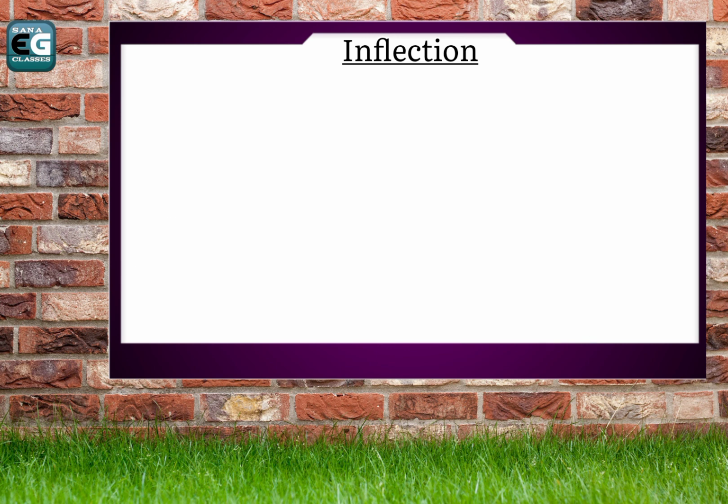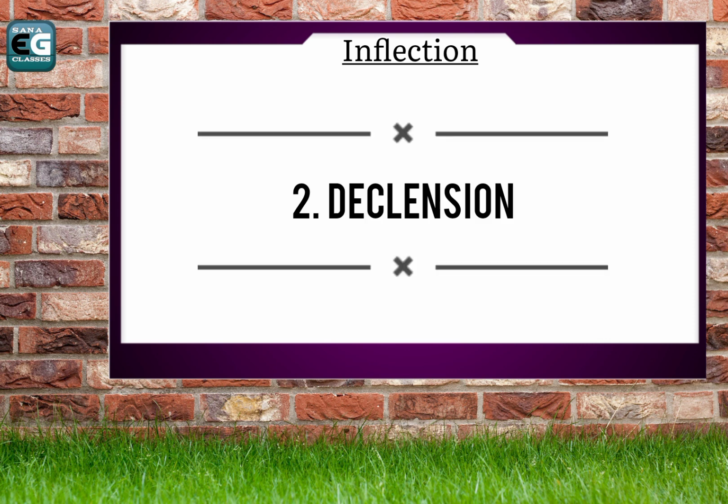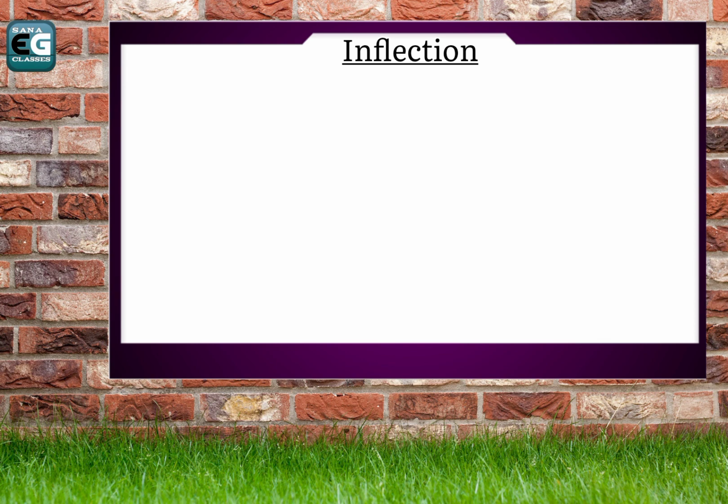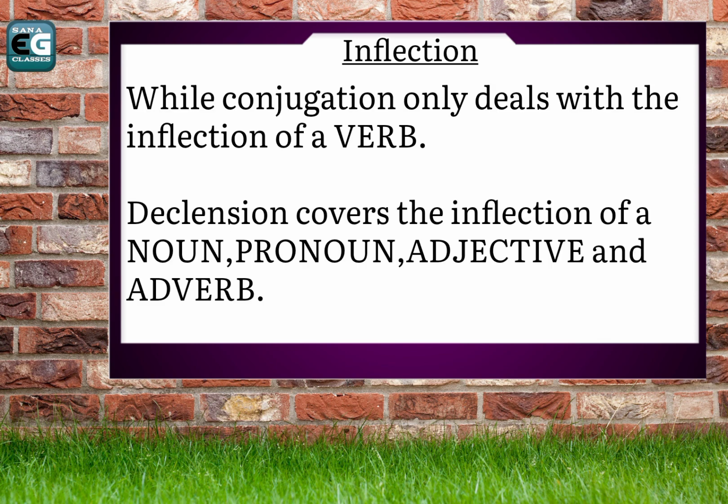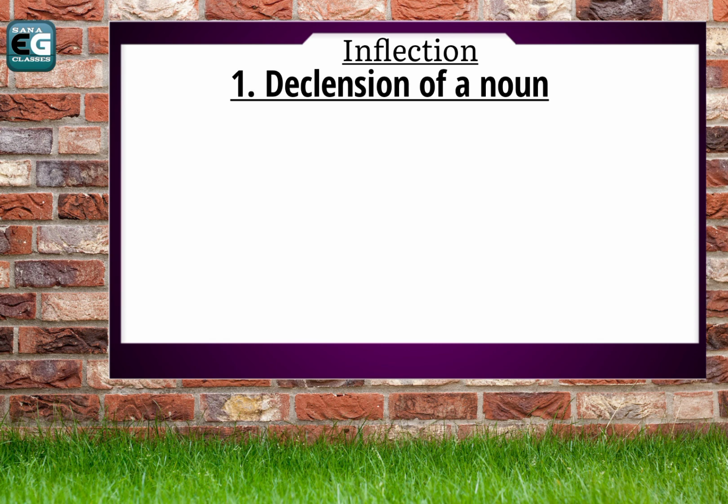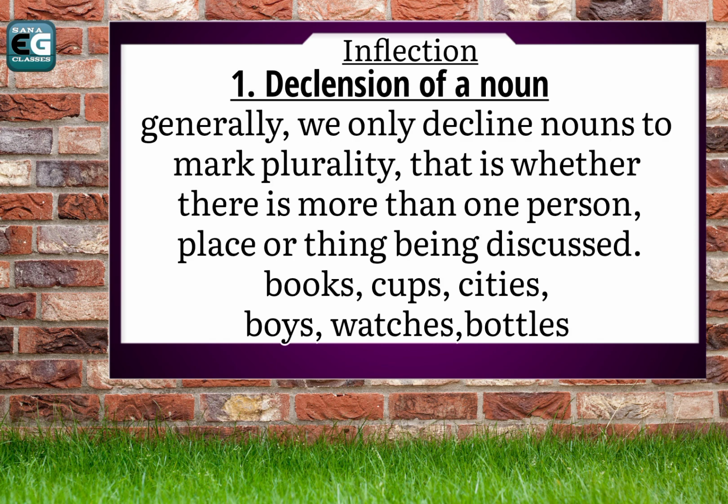That's all about the conjugation, inflection of a verb. Now let's move to the second kind of inflection, the declension. While conjugation only deals with the inflection of a verb, declension covers the inflection of a noun, pronoun, adjective, and adverb. First, declension of a noun. Generally, we only decline nouns to mark plurality.